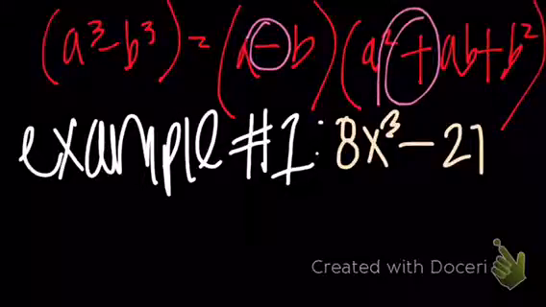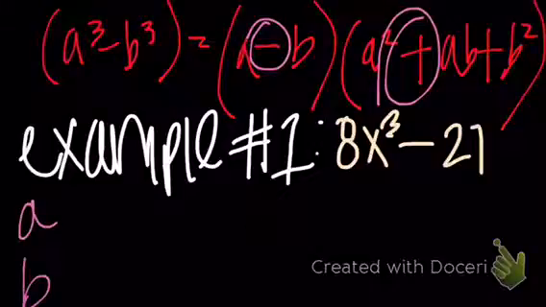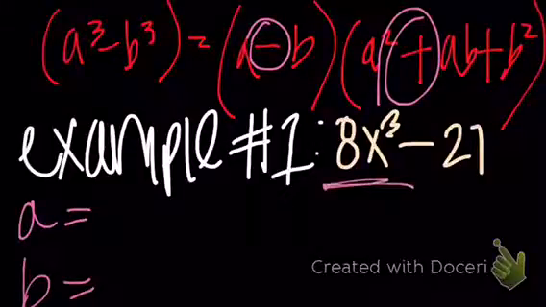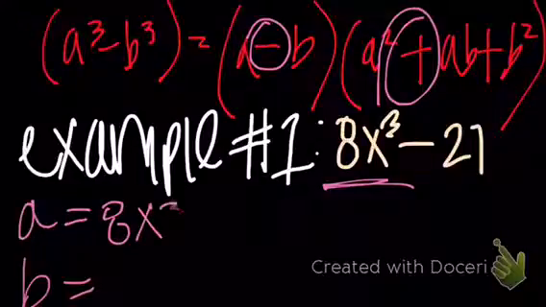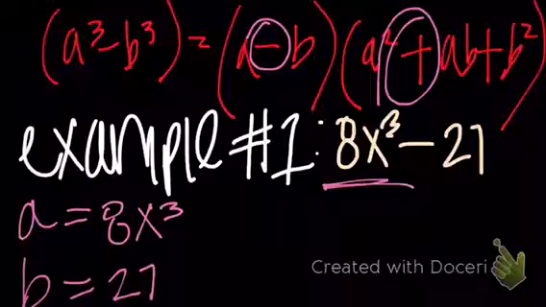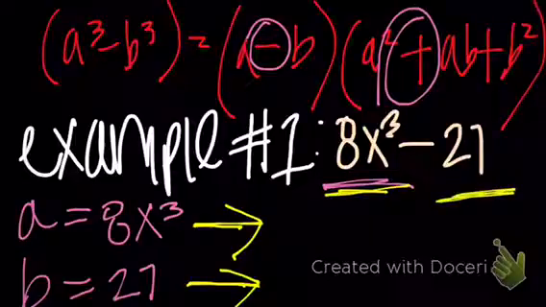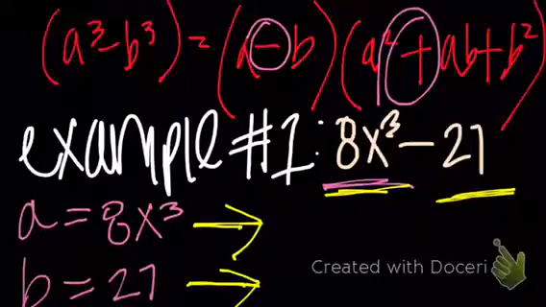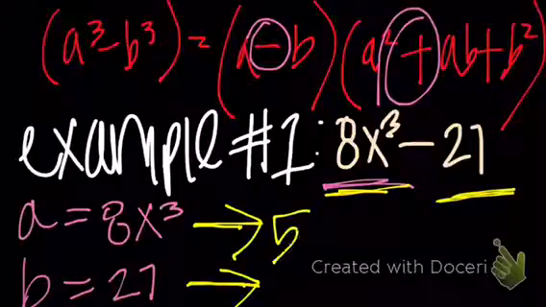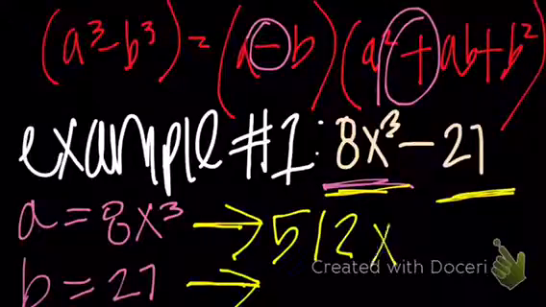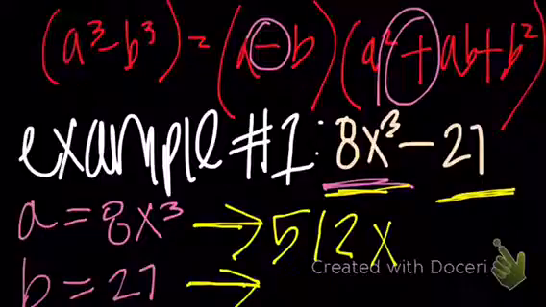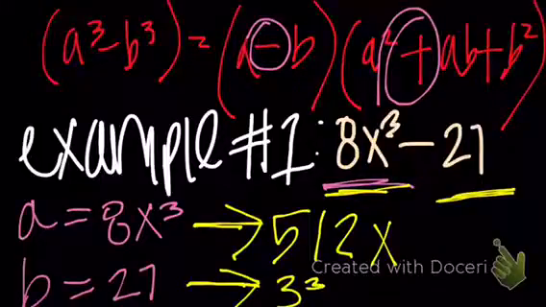And then we're going to go ahead and make sure that we identify the a and b. So our a is going to be 8x cubed, and then our b is going to be 27. Okay, so now that we've identified the a and b, we're going to go ahead and find the cube root of the 8x cubed and the 27. So for the 8x cubed, the cube root of it is going to be 512x, and then the cube root of 27 is going to be 3 cubed.